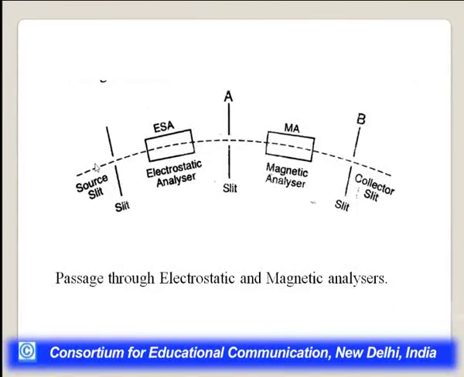Here you can see the line representation of a double focusing spectrometer. This shows the source slit. This is the electrostatic analyzer, slit A, slit B, collector, then amplifier, then spectrum, and this is the second field, that is the magnetic analyzer.